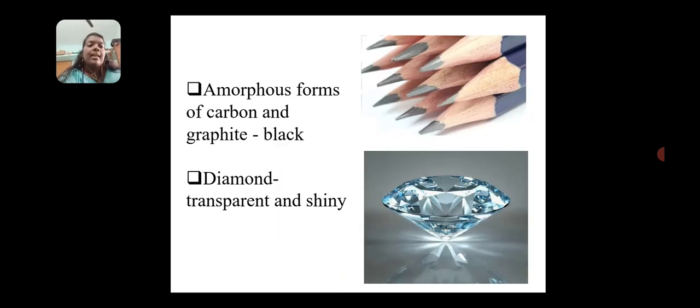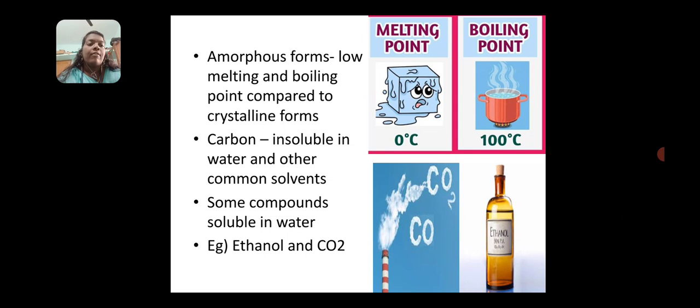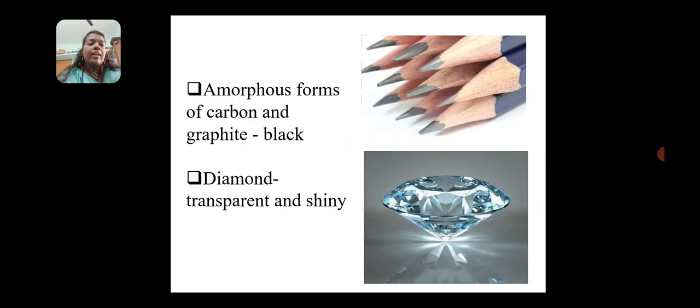Next, let's see the color of graphite. What is the color of graphite? It is black in color. Both graphite and diamond are crystalline forms, but the carbon available in graphite is black in color. At the same time, diamond is transparent and shiny in nature. So these are the differences in their color and physical properties.